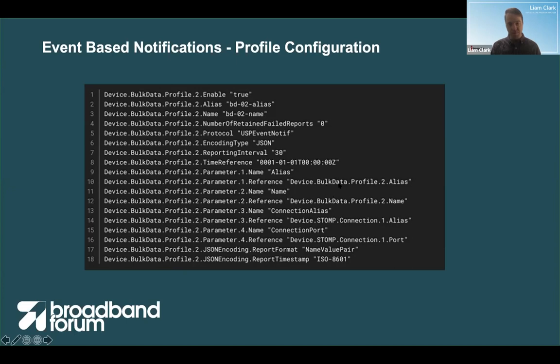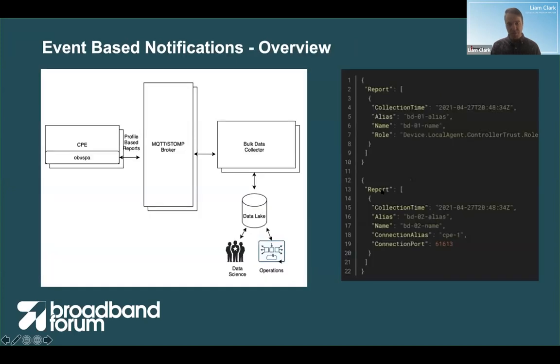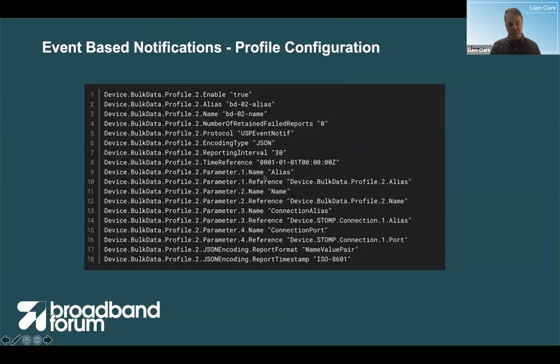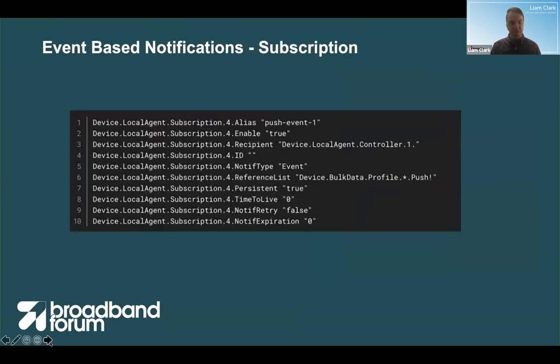So each of these two bulk data profiles has a STOMP connection and alias. If I go back to the previous slide, on the bottom one, you'll see there's the alias, the name, a connection alias for the STOMP, a connection alias for the port. It's just a simple example, but it's showing how you would configure those on the agent for the profiles. And then there are some configuration parameters related to JSON itself.